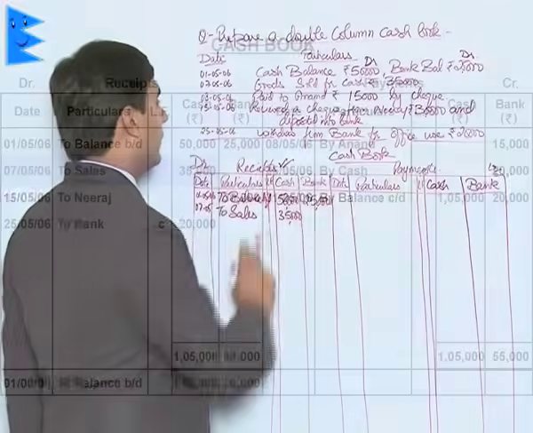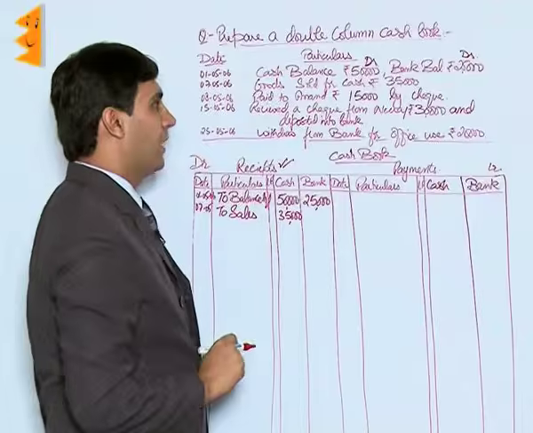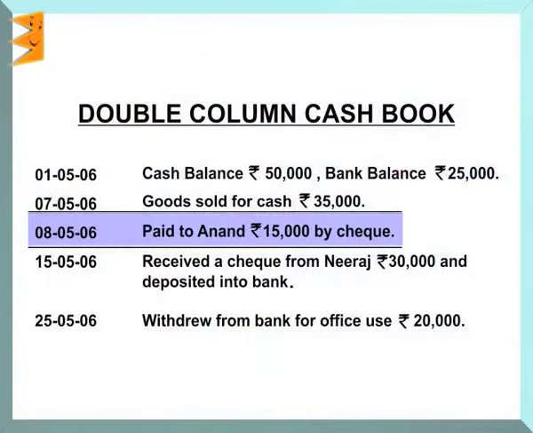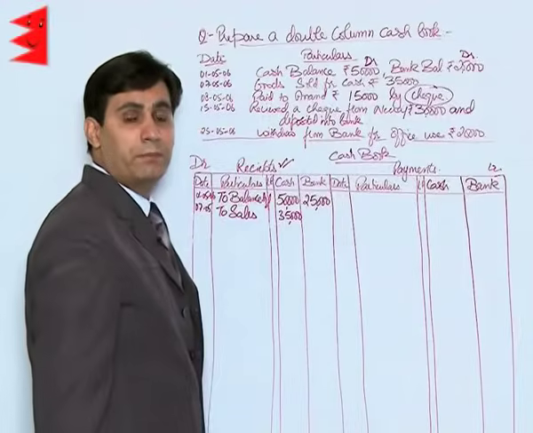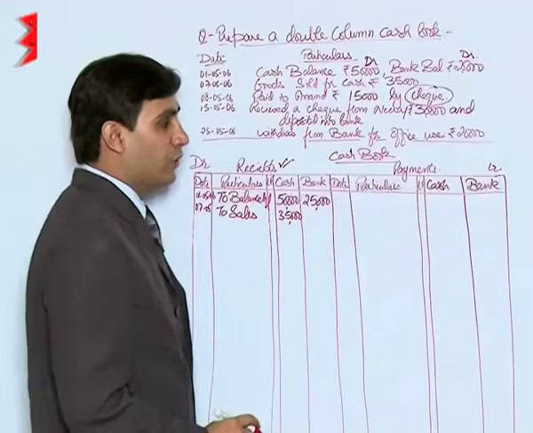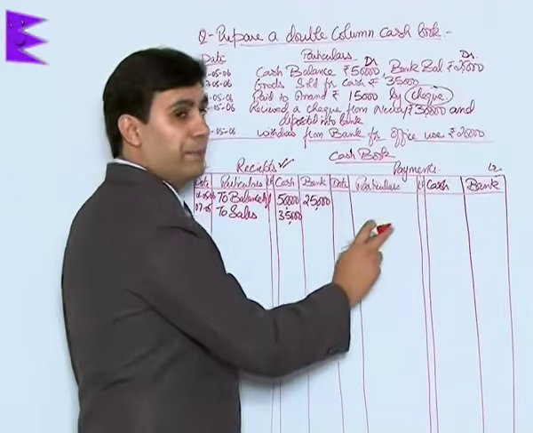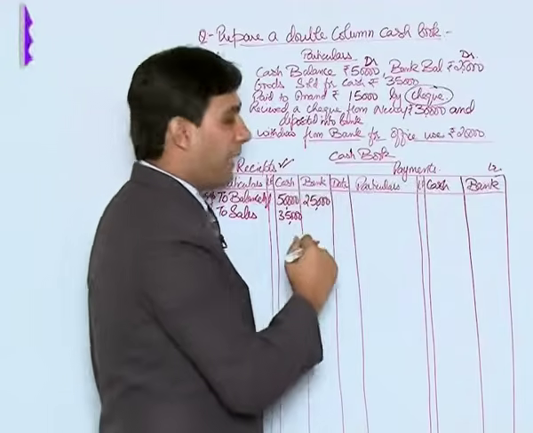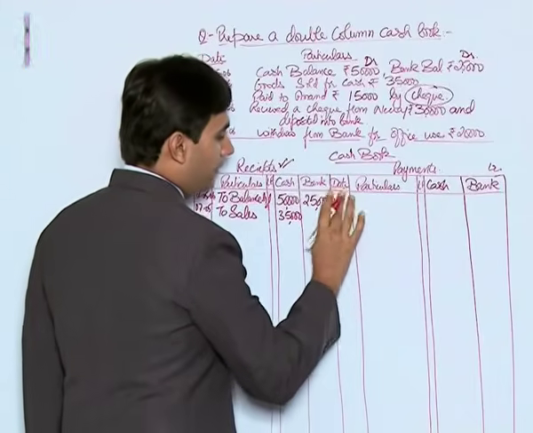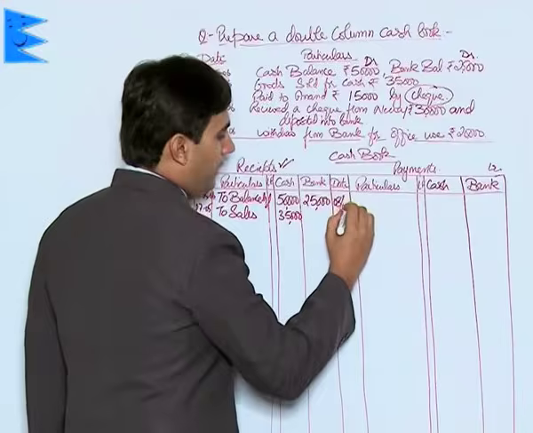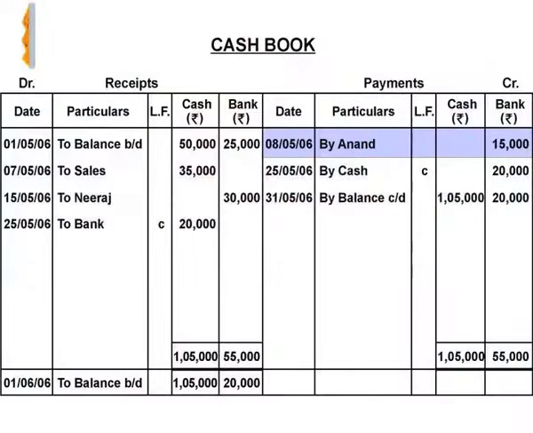Now students, the entry on the 8th May is paid to Anand by check. What is important here is that payment has been made by check, and by check we understand that we are making payment through our bank account. So this would be recorded on the payment side but in the bank column. So on 8th May, the entry would be by Anand, and in the bank column rupees 15,000.